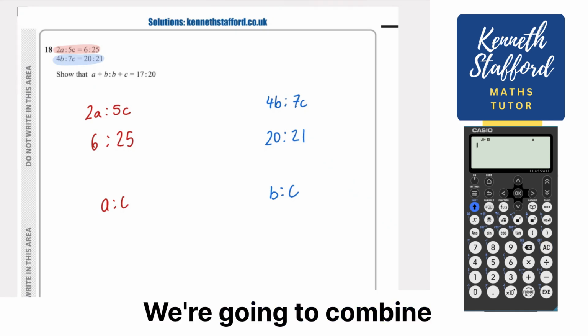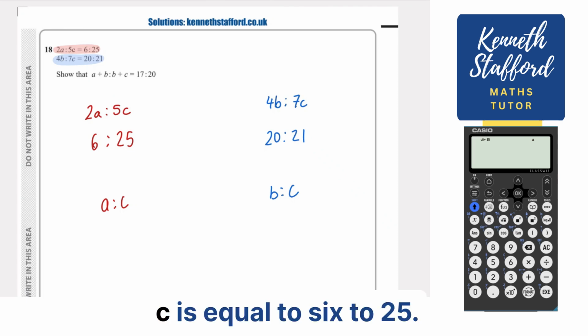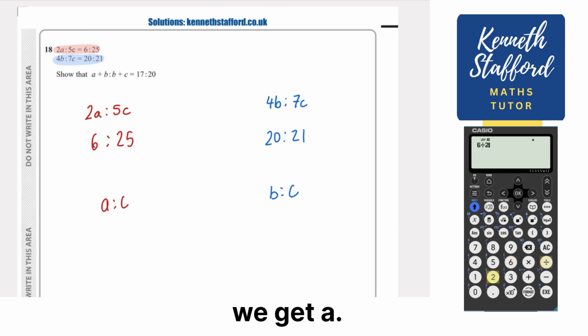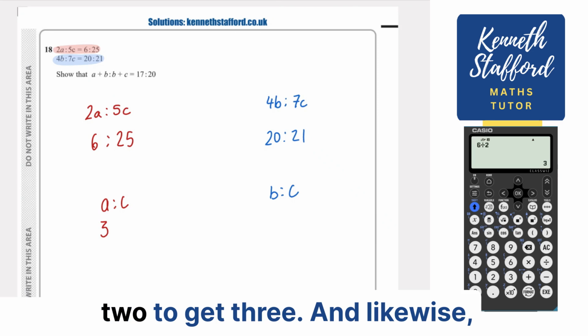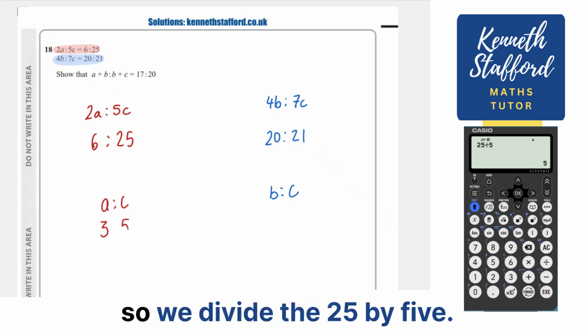Question 18, we're going to combine these ratios. We've got 2a to 5c is equal to 6 to 25. If we divide the 2a by 2, we get a, so we would divide the 6 by 2 to get 3. And likewise, if we make 5c just c, we need to divide it by 5. So we divide the 25 by 5.